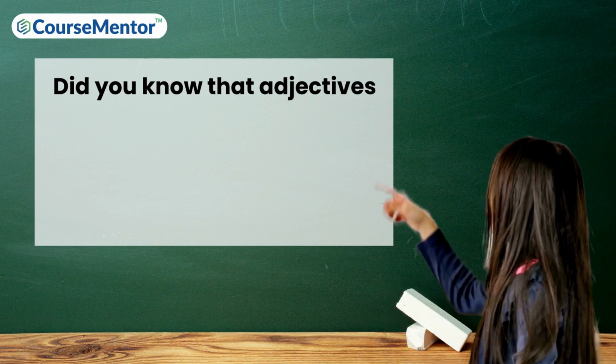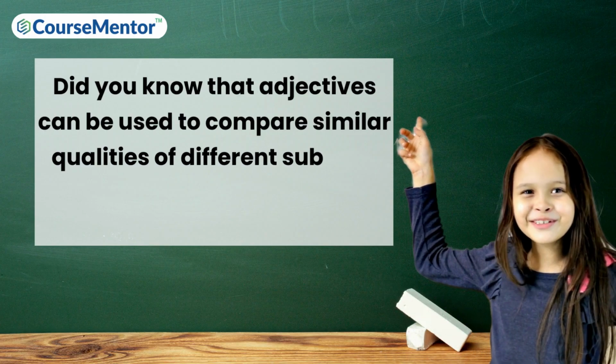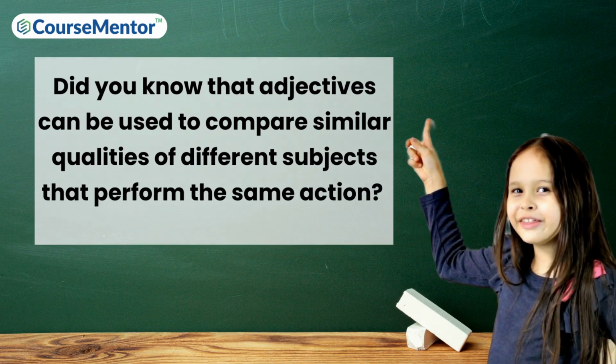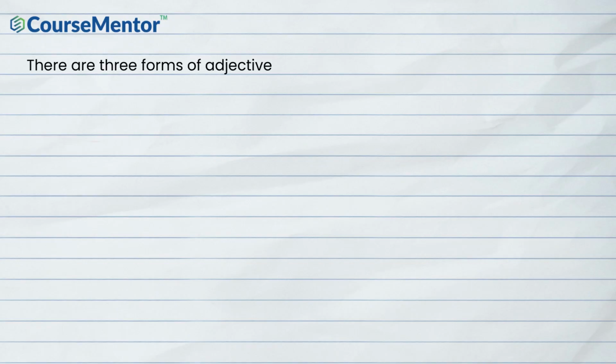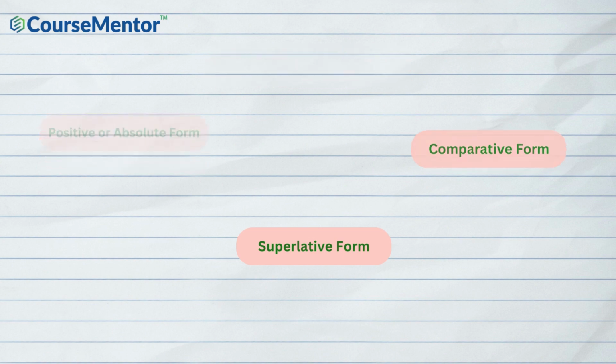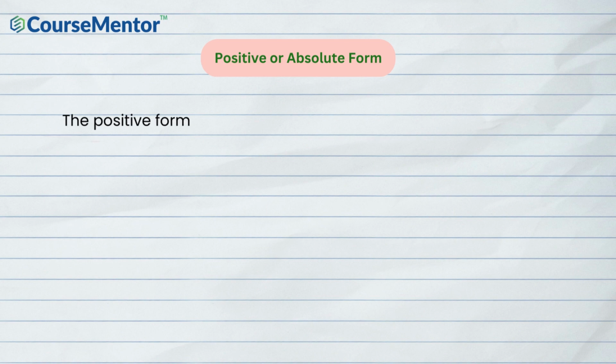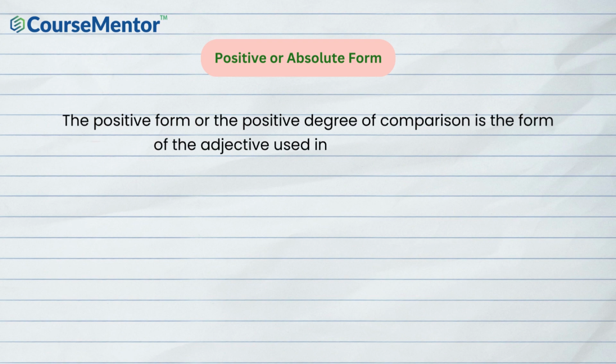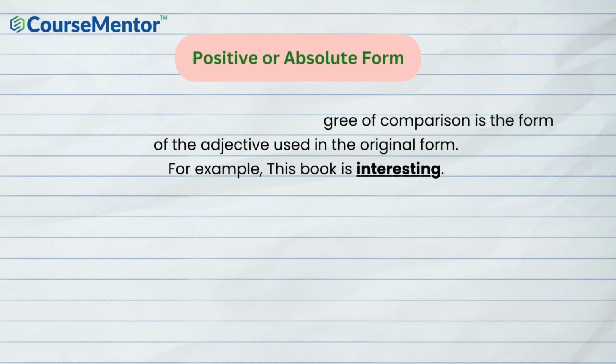Did you know that adjectives can be used to compare similar qualities of different subjects that perform the same action? There are 3 forms of adjectives or 3 degrees of comparison. They are positive or absolute form, comparative form, superlative form. Positive degree of comparison. The positive form or the positive degree of comparison is the form of the adjective used in the original form. For example, this book is interesting. This form of an adjective is used when there is no other subject to be compared.